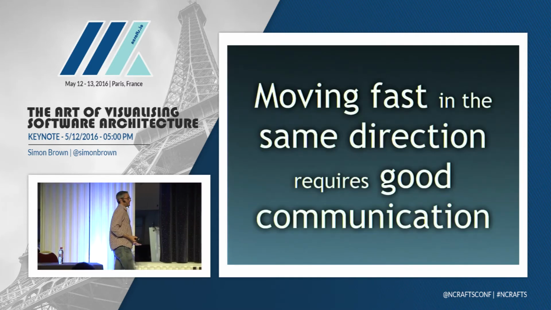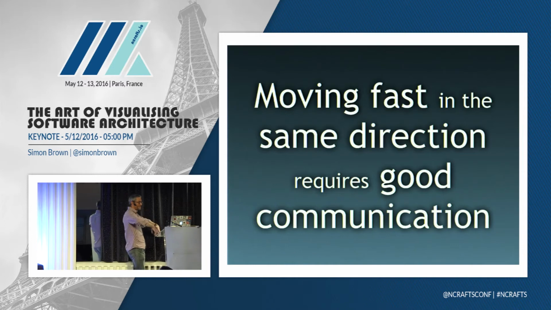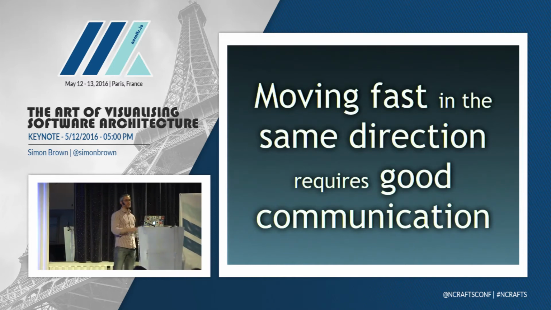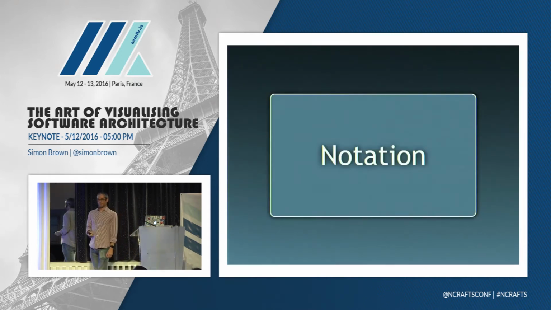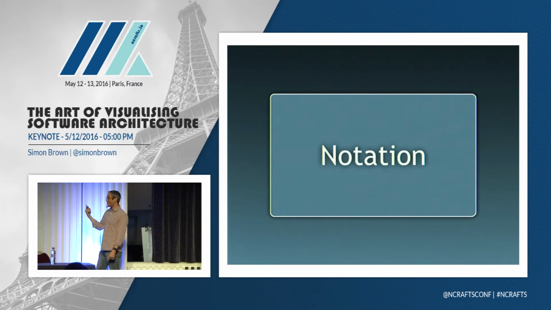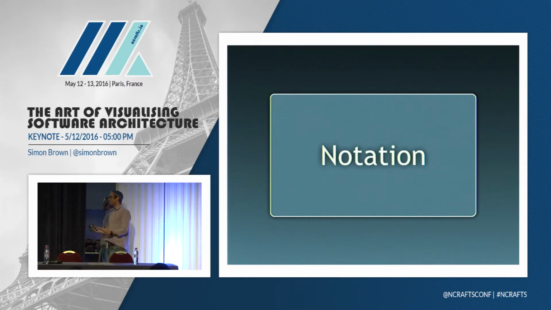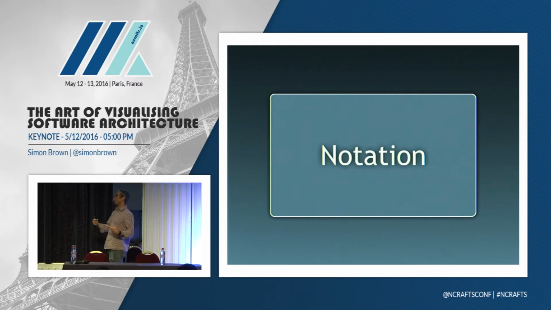Why is this important? Because if you want to move fast in the same direction as a team with technical leadership and vision, you need good communication. And that's essentially all this is about. There are two things we want to solve here. Number one is notation. And that's really easy to solve. Number two, content. Bit trickier, but we can still do that.